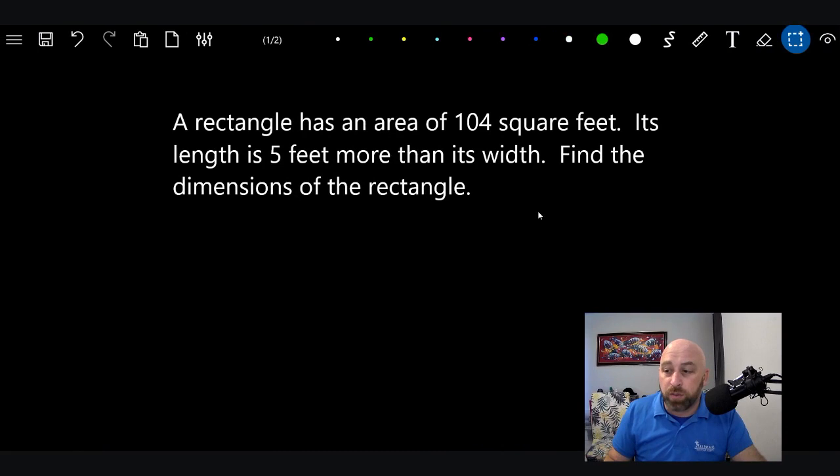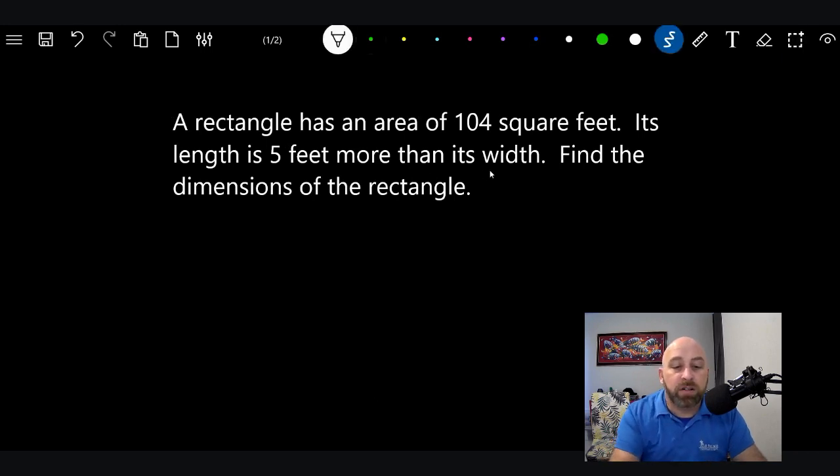We're going to do 7.11a. A rectangle has an area of 104 square feet. Its length is 5 feet more than its width. Find the dimensions of the rectangle.